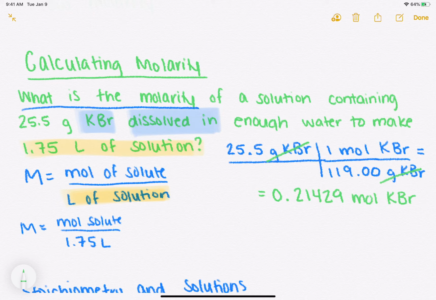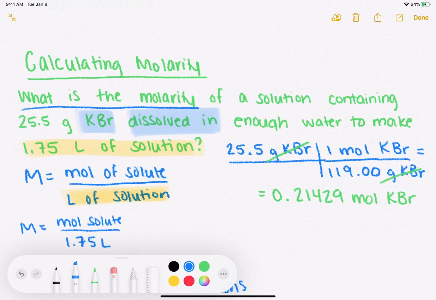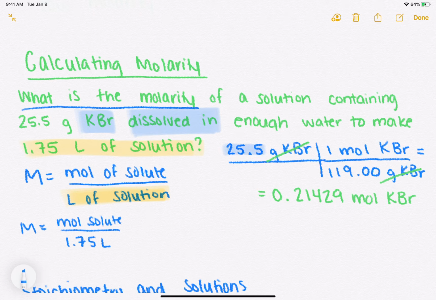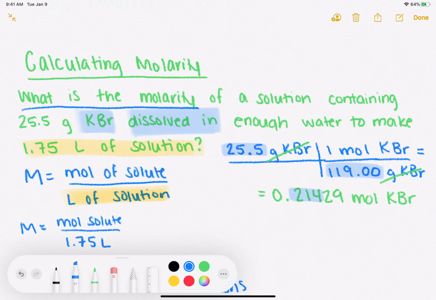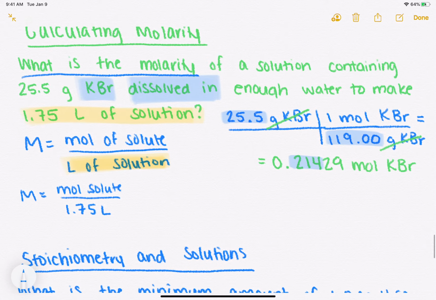So clearly that is not the correct number of significant figures. Our correct number of significant figures is going to be 3, because the 25.5 has 3 sig figs. 119.00 has 5 sig figs. So since we're doing division, we want to round to 3 sig figs. So that's going to be these 3 values here. However, when I plug this into my main equation, I'm going to keep the 5 sig figs for now and then round to 3 at the very end.